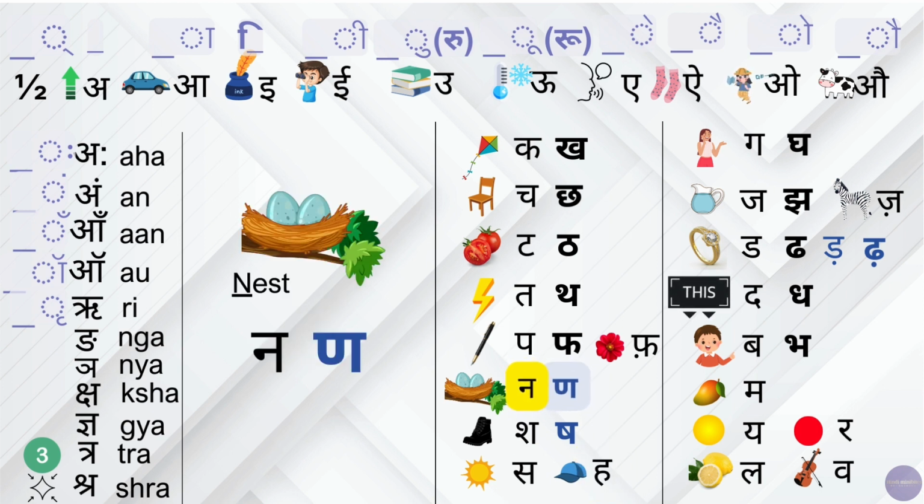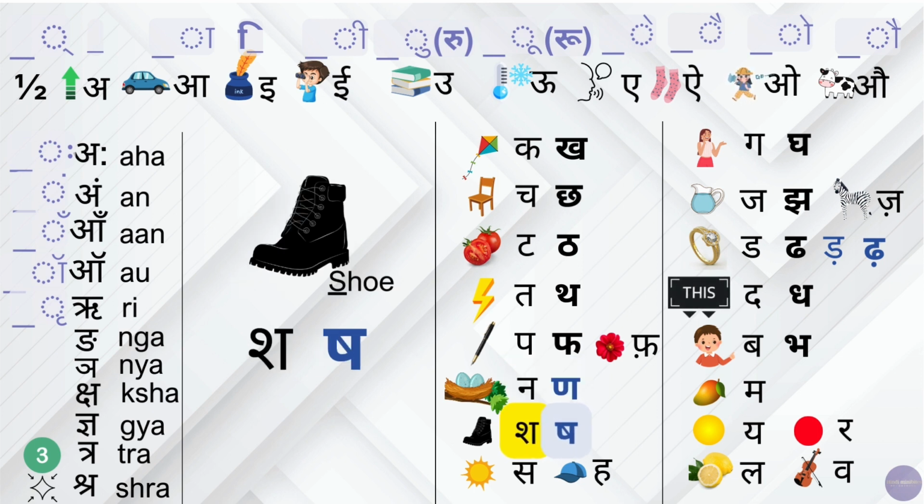Nest is related to 2 letters. The one in black is normal n, as in nest. The one in blue is the retroflex rolled tongue sound, which is n. Notice the difference, n, n.